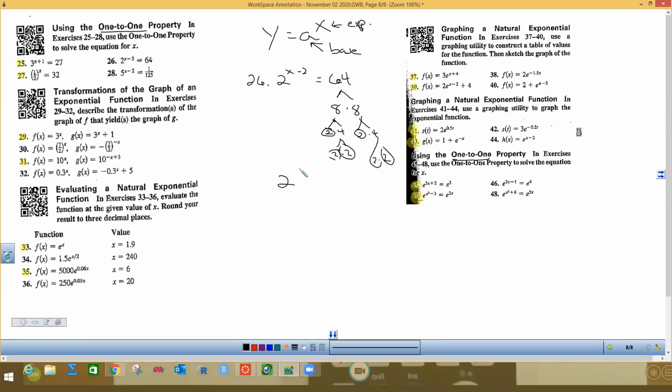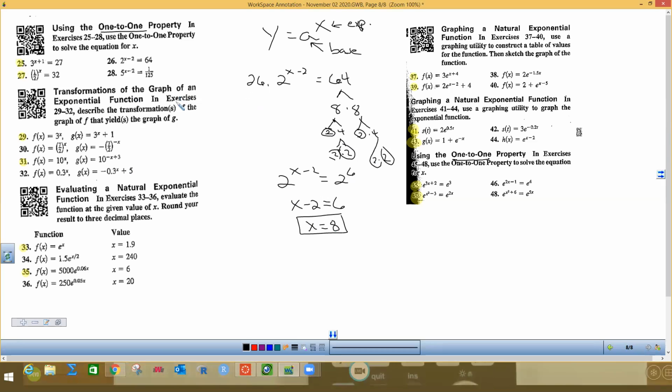So what that means is 2 to the x minus 2 equals 2 to the 6th power. So when you get these 2's the same, in order for them to be equal, that means the exponent here has to equal the exponent there. And now you add 2 over, and x equals 8 is your solution to number 26.